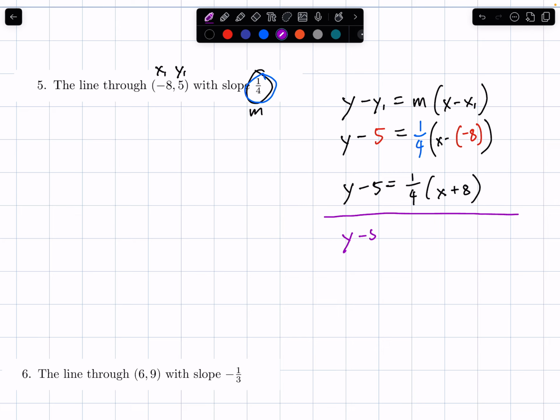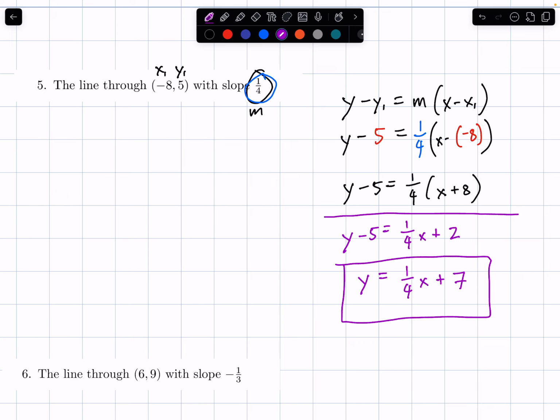It's going to be y minus 5 is equal to 1/4 x plus 2. 8 times a fourth is 2, right? Or 8 divided by 4 is 2. And then I just add 5 to both sides. So it's going to be y is equal to 1/4 x plus 2 plus 5, which is 7. So here's slope-intercept form.